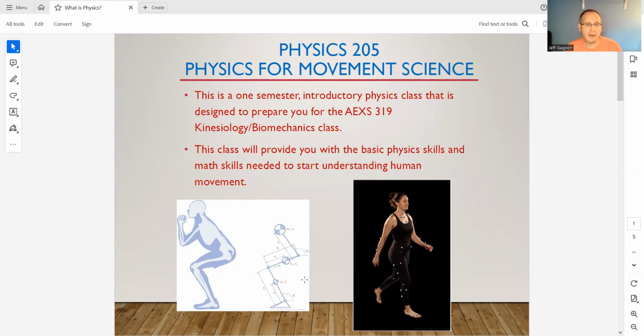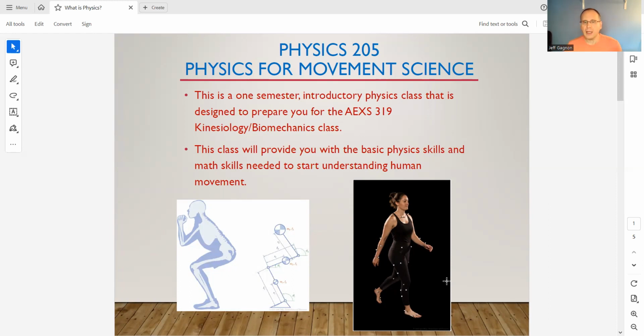So on the bottom here, I have a couple of examples of human movement in biomechanics. The one on the left here is someone performing a standing vertical jump. You could model that by having a trunk segment, a thigh segment, a leg segment, and a foot segment. And then you could calculate a bunch of information about the jump. You could calculate torques about the hip joint, the knee joint, the ankle joint, that sort of thing. So modeling is a big, important factor in biomechanics.